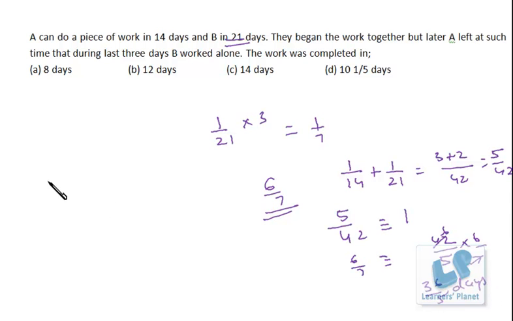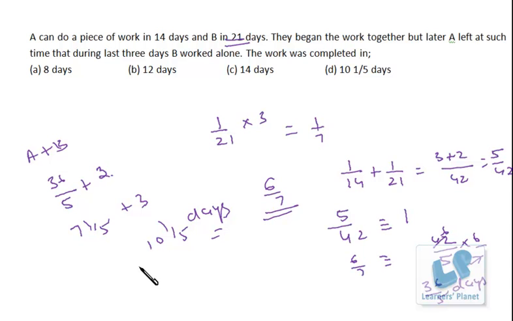Okay. Now 36 by 5 is this, that is A and B together. Then B alone is working for 3 days. That means in all, these many days were there. Okay, so it's around 7 1 by 5 plus 3, that is 10 1 by 5 days.